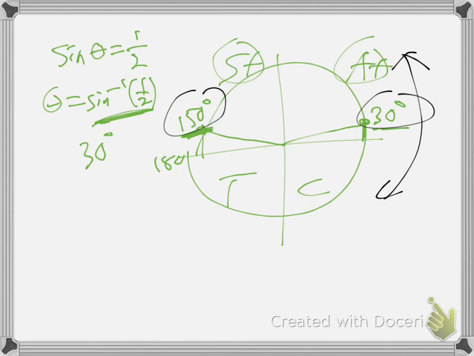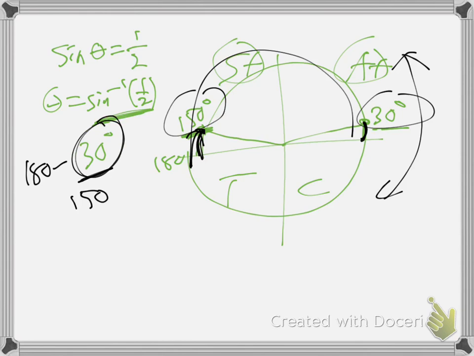Now, if you had the 30 and that's all you had, how would you find the other answer? 180 minus it, and you get 150. It's the same angle in the second quadrant. Notice how far up this is, the same amount. So whatever first answer you get, the second is 180 minus it, because that's how far up this is, 30 degrees.